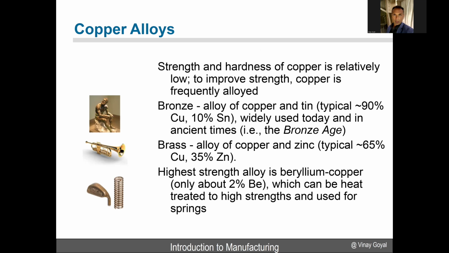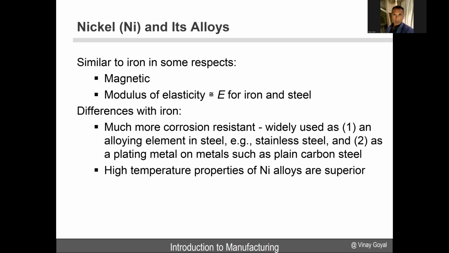So you have bronze, which is an alloy of copper and tin, 90% copper, 10% tin, widely used today. You can see here a picture on the top left of the Bronze Age. Brass, which is alloying copper and zinc. You've seen that in musical instruments. And then if you need very high strength materials, like for a lot of aerospace or mechanical applications, the high strength alloys, beryllium copper, which can be heat treated to high strengths, are used quite a bit in springs.